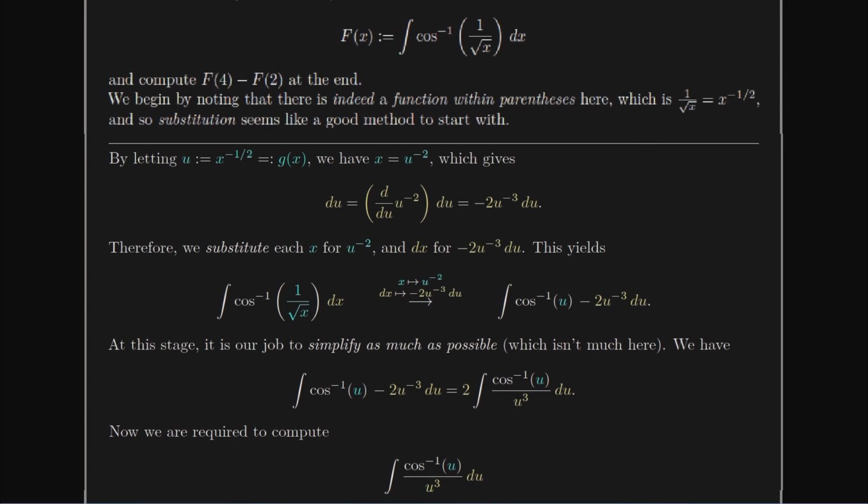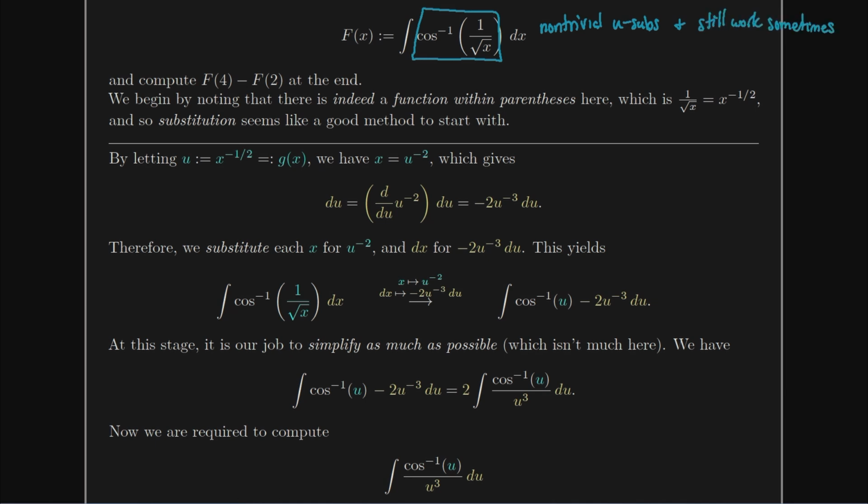My choice is going to be, we had a section about non-trivial u subs, and they still work. They still work sometimes. So if we just grab the function that's inside of parentheses, 1 over root x, you never know. If we just go through the motions of this non-trivial u sub, it may work out for us. So we're going to do that. We're going to name 1 over root x, also known as x to the negative 1/2, we're going to call that u.